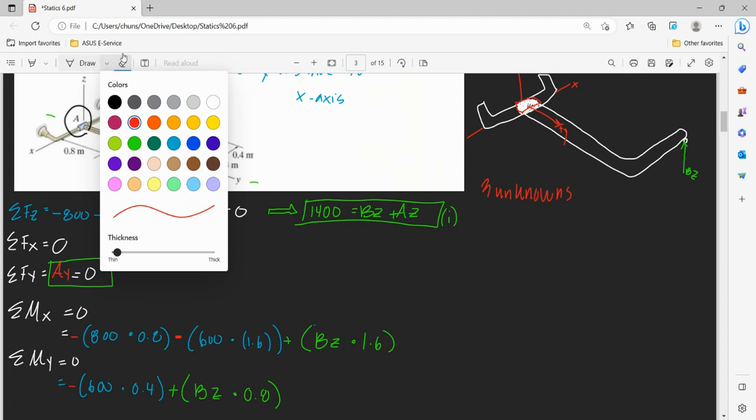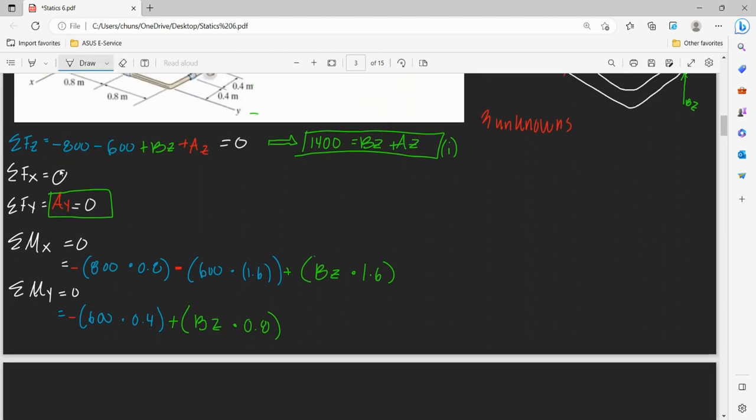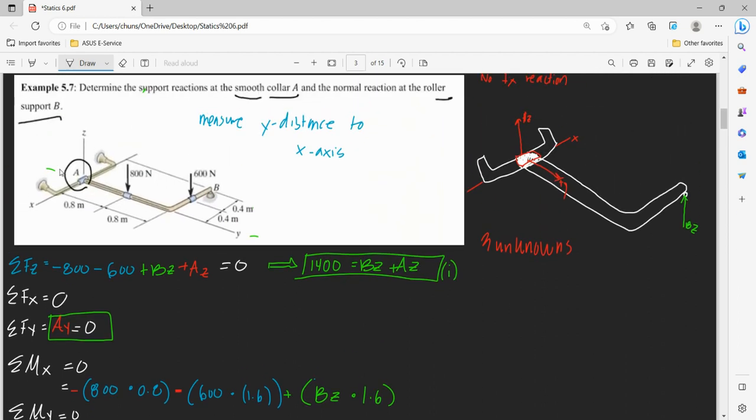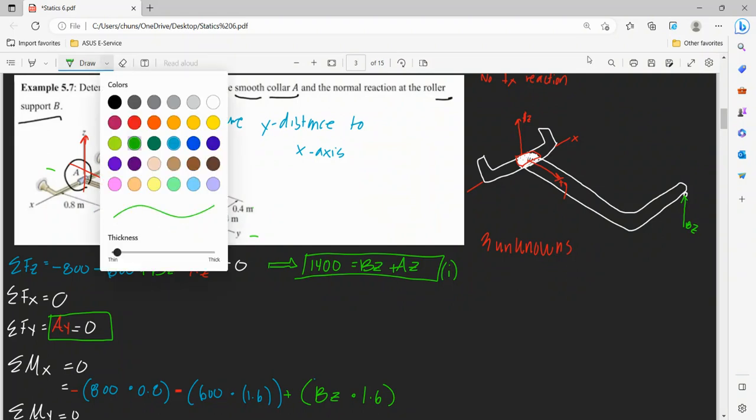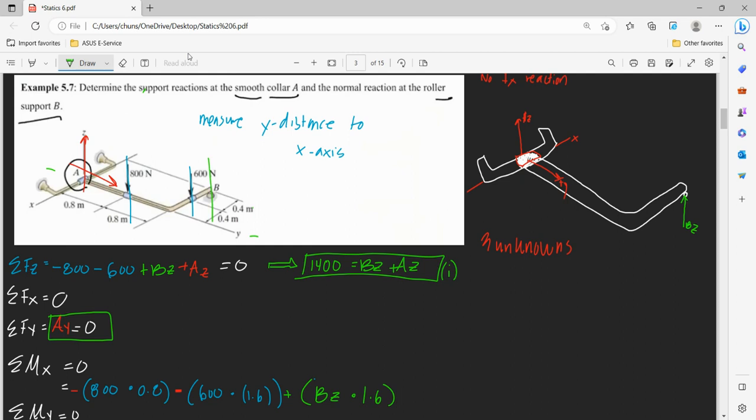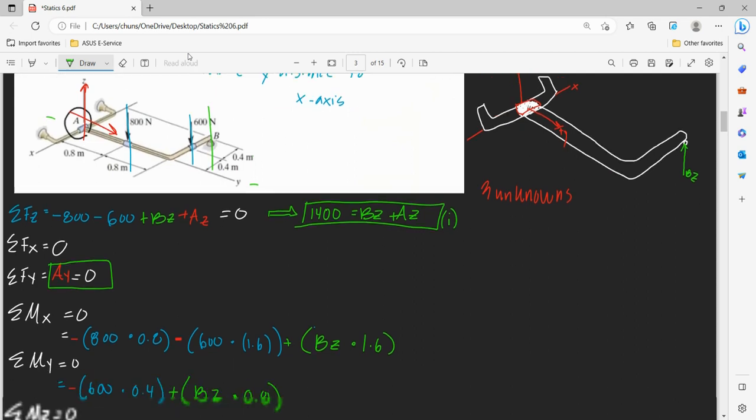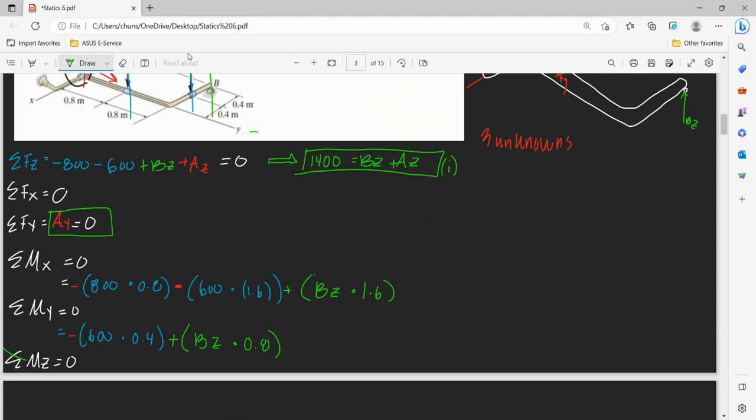Okay, and last we have about our Z axis. So we can't use our AZ or AY. And we can't use any of our other external forces because they are parallel to our Z axis, because they're all acting in the Z direction, right? So we cannot use any of those. So that means we know the answer for our moment about Z, and that's just equal to 0.